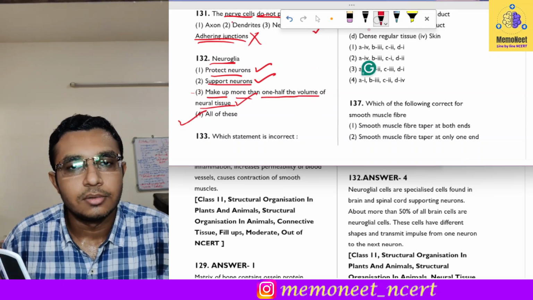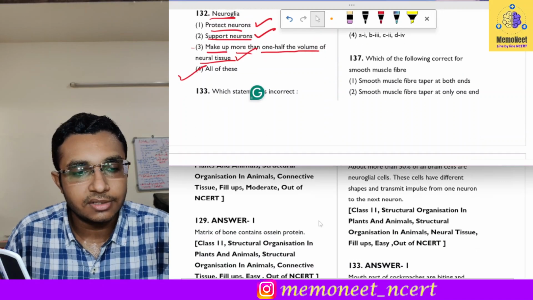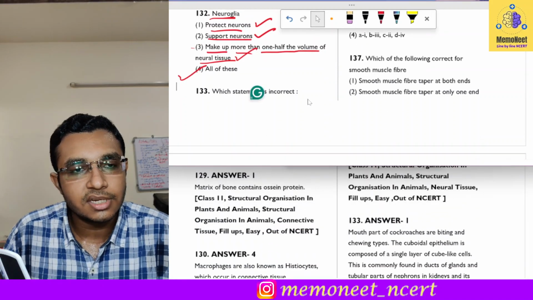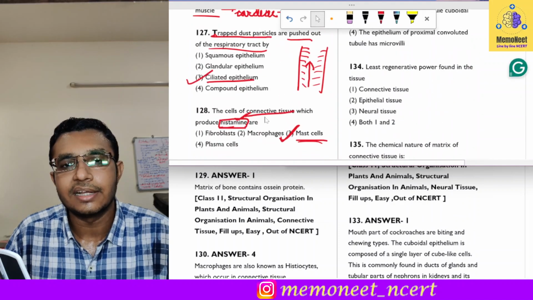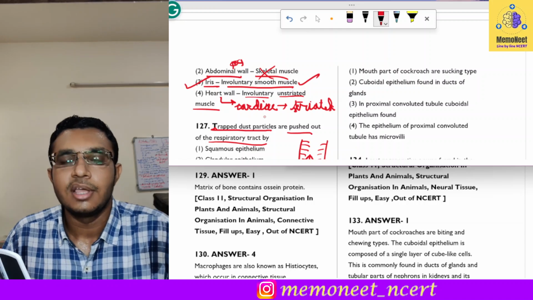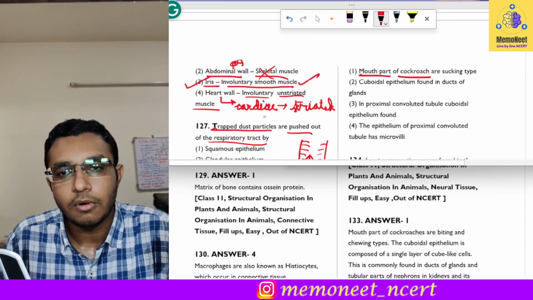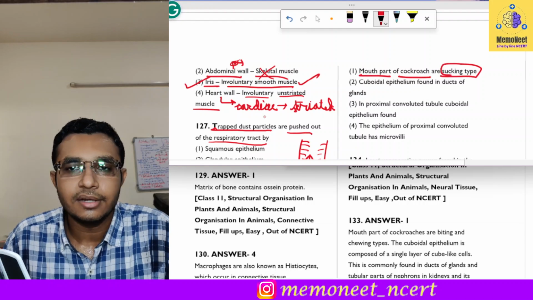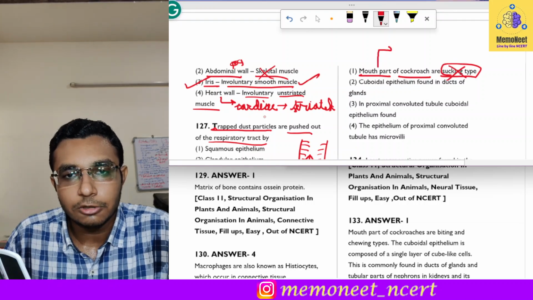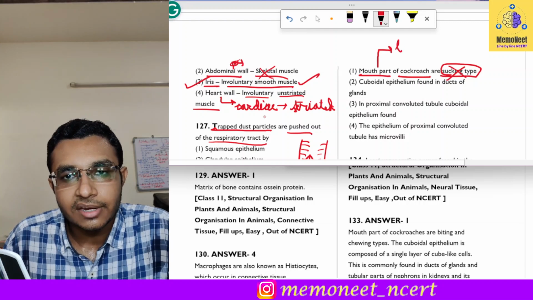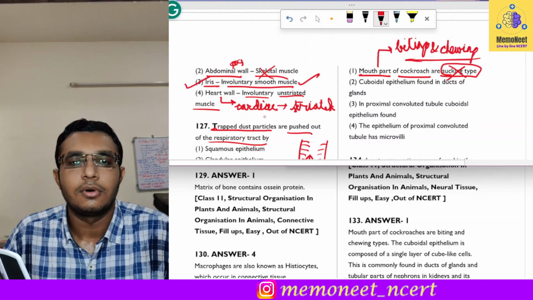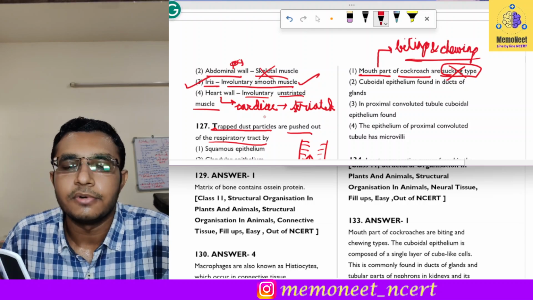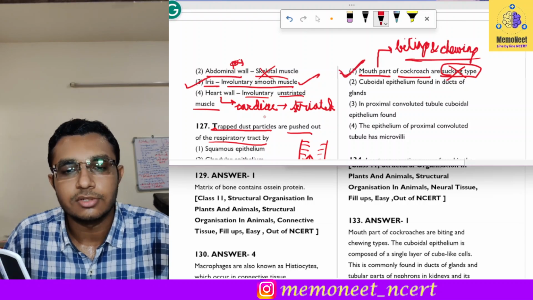Okay, moving on to the next question, that is question number 133. It states that which statement is incorrect. So among the following options we have to identify the incorrect statement. Let us see all the statements. The first option is the mouth part of cockroach are sucking type. So is this correct? No, this statement is incorrect because the mouth part of cockroach is of biting and chewing type. Okay, so that is the mouth part of cockroach. It is not of sucking type. So the first statement is incorrect. Therefore, the correct answer of this question is option 1.